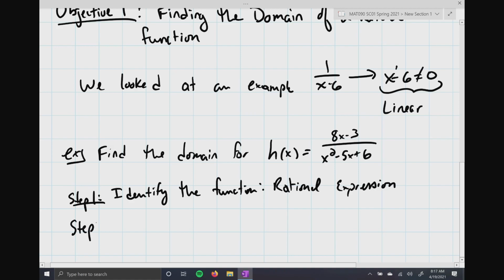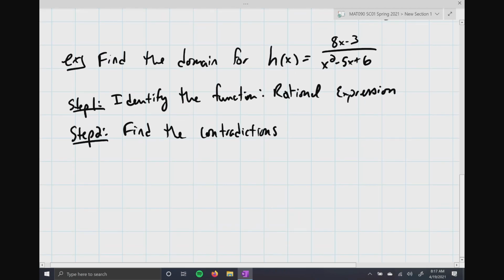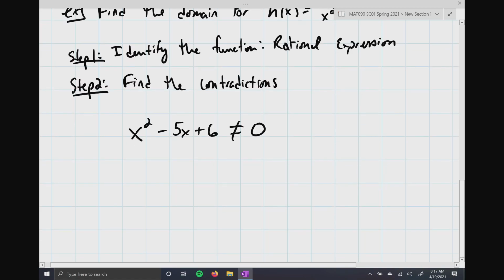So in step 2, we're going to find the contradictions. Remember, the denominator cannot equal 0, so you take the denominator and we're going to make this not equal to 0. Okay? And then we're going to solve.